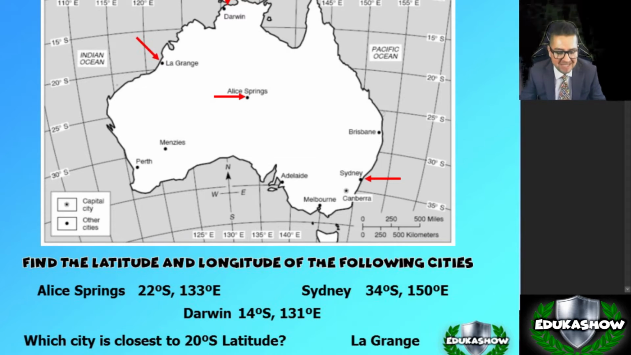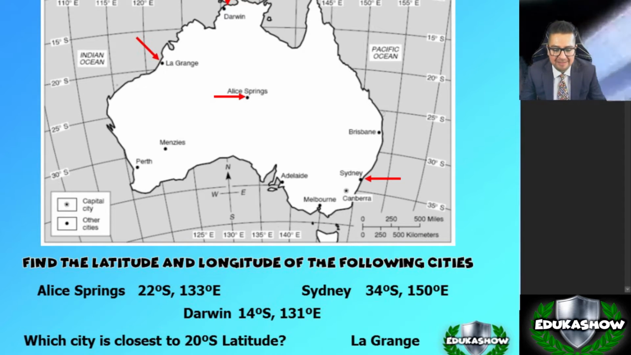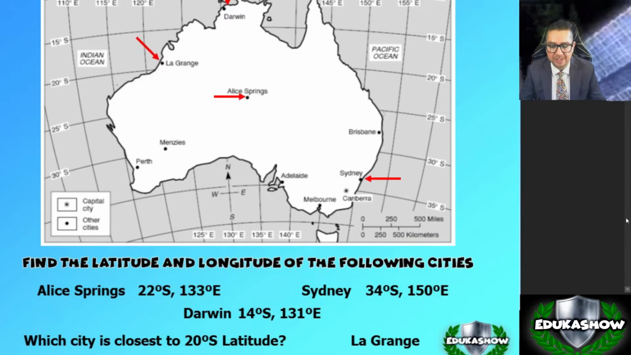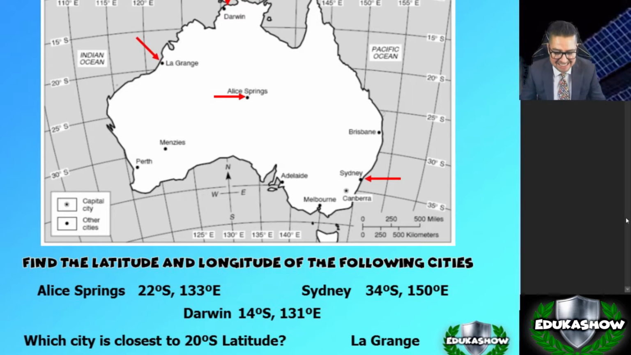So you got Alice Springs. That would be 22 degrees to the south and 133 degrees to the east. Located right there. Alice Springs is right there at the center of Australia. And of course Sydney, and you got 34 degrees to the south and 150 degrees to the east. And you got Darwin, which is 14 degrees to the south and 131 degrees to the east.